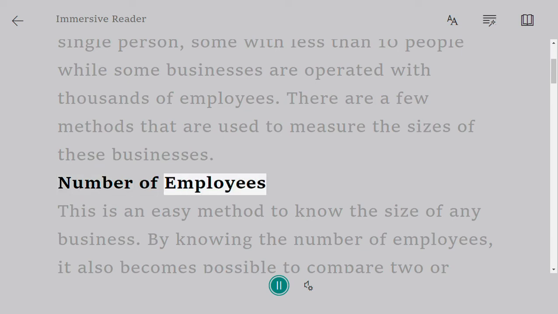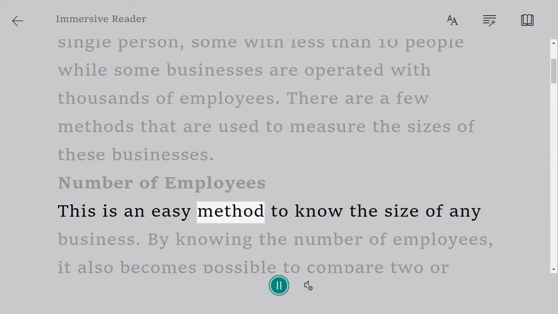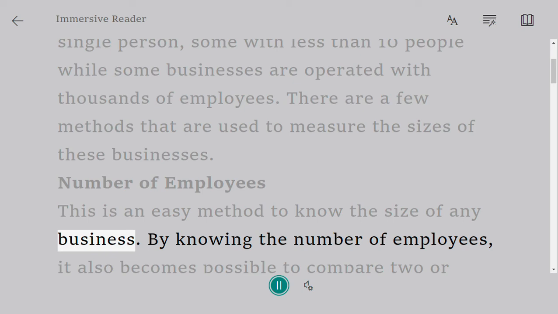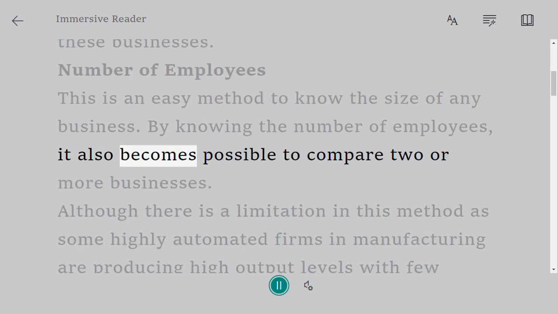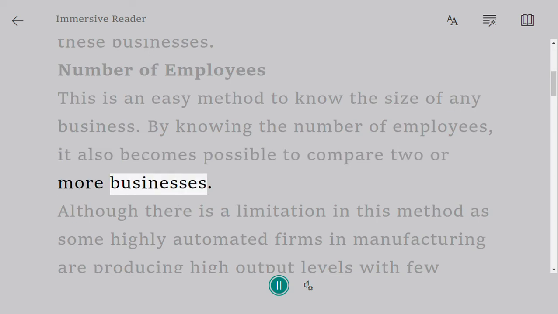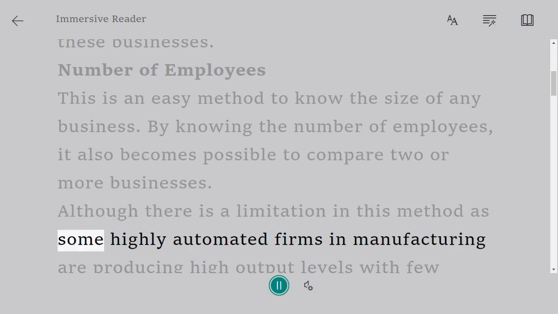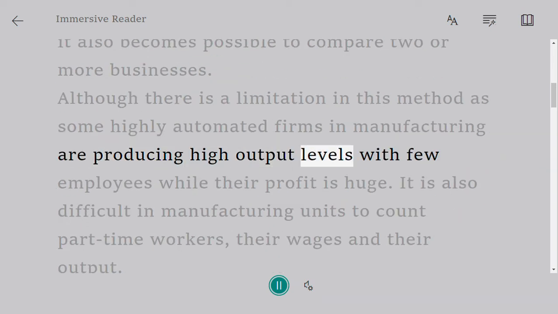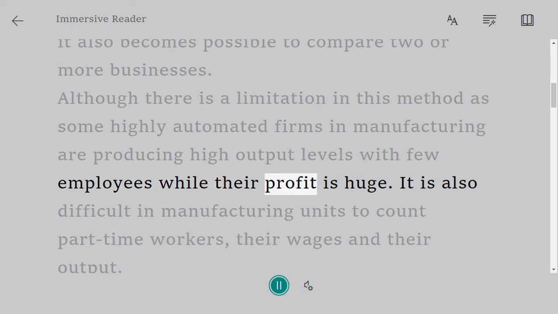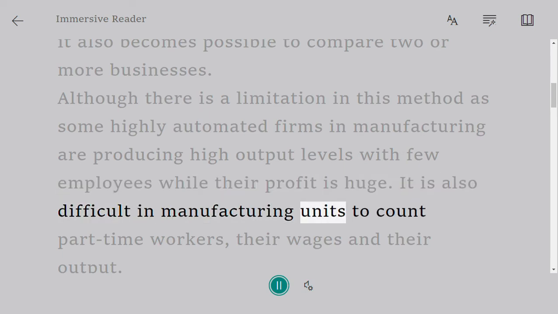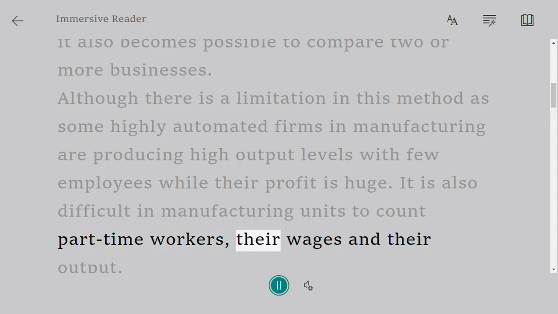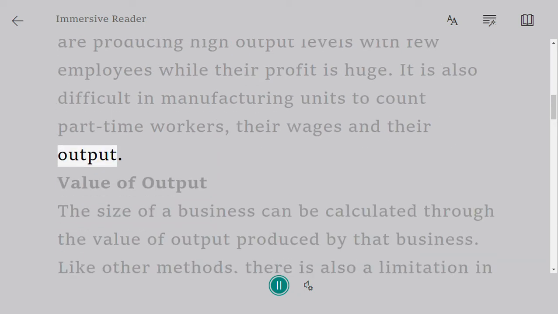Number of employees. This is an easy method to know the size of any business. By knowing the number of employees, it also becomes possible to compare two or more businesses. Although there is a limitation in this method, as some highly automated firms in manufacturing are producing high output levels with few employees while their profit is huge. It is also difficult in manufacturing units to count part-time workers, their wages, and their output.